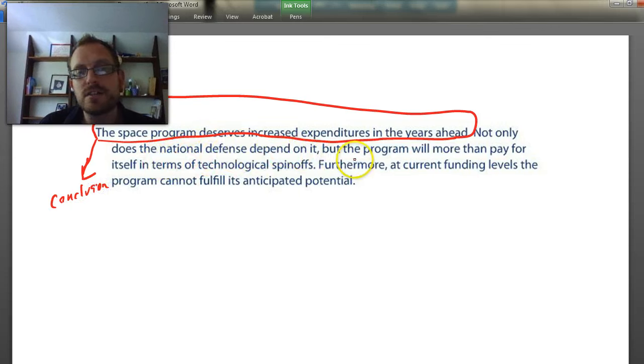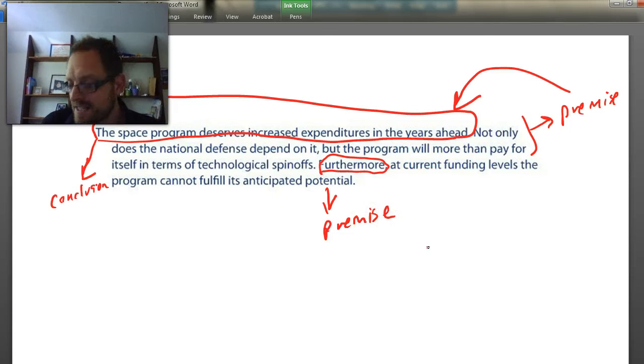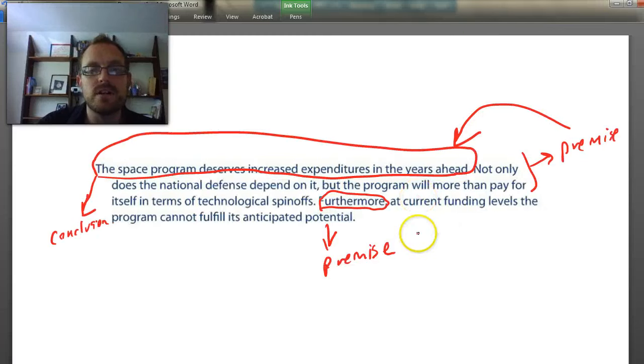Now, not only does national defense depend on it, but the program will more than pay for itself in terms of spin-offs. You can see this is sort of a complicated one, but this thing here is a premise, right? Because this is trying to support the conclusion that we need more money for it, right? And then this furthermore, this is another one of these conjunctive terms, right? At the current funding levels, the program cannot fulfill its anticipated potential. This is also a premise, right? This one was a little bit more tricky, but again, I think the simplest way is really to sit back and ask yourself, what's the takeaway?